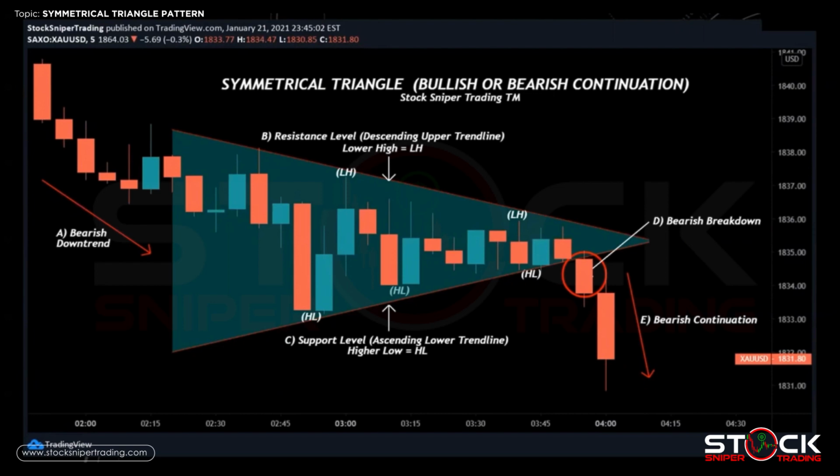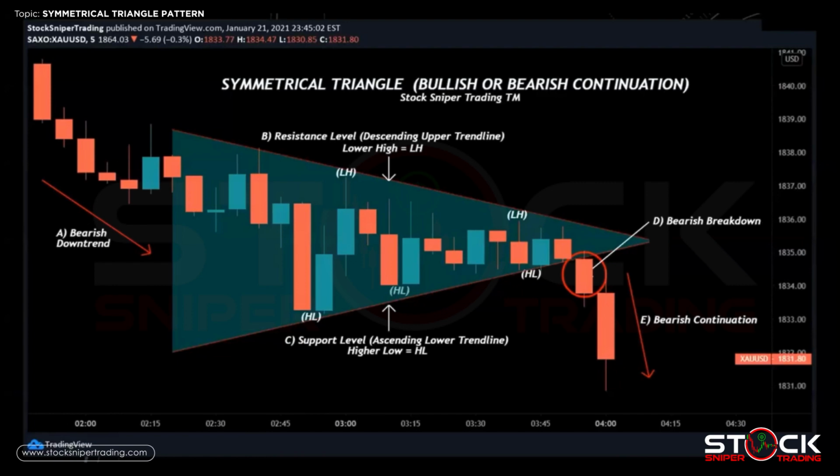Eventually, these two trend lines will come together and meet at the apex, where price action will either break up to the upside or to the downside. And in this particular example, we can see it's making lower highs and higher lows. Eventually, D, when we get to the apex, we start to see the bearish breakdown. We can see this because the candlestick closes below our triangle.